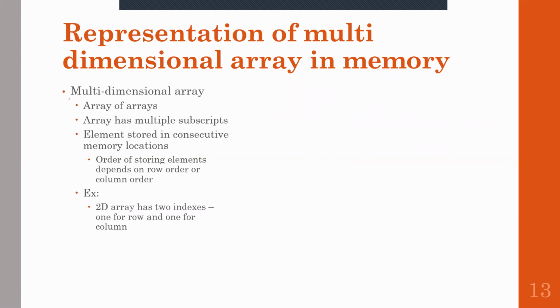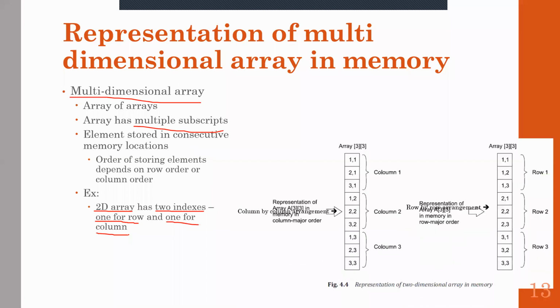One example pertaining to a multidimensional array is a two-dimensional array, in which you require two indices, or two subscripts. What is the purpose of those? One will be utilized for the row parameter and one for the column parameter. Similarly, if you go for three-dimensional, you have to have three indexes, and using those you can access the elements present in the array.